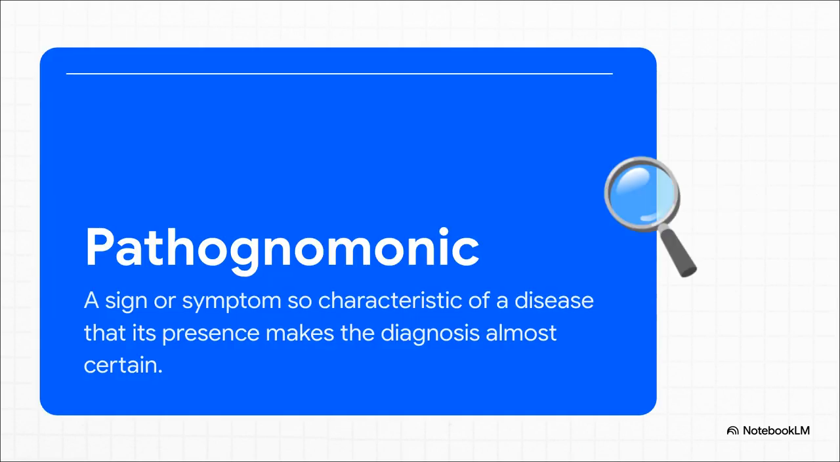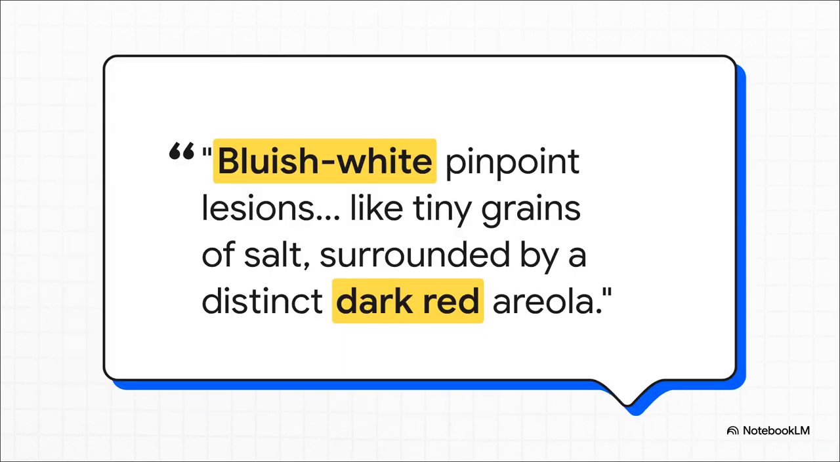And that clue is something we call pathognomonic. Now, that's a key piece of jargon for any medical detective. All it means is that a sign or a symptom is so specific to one disease that if you see it, the case is basically closed. It's the definitive piece of evidence. It points to one suspect and one suspect only, no doubt. So what is this pathognomonic sign for measles?